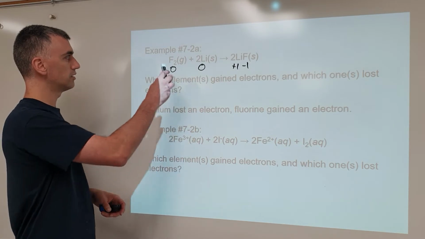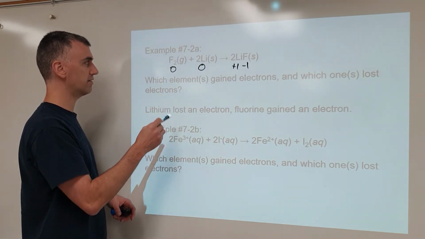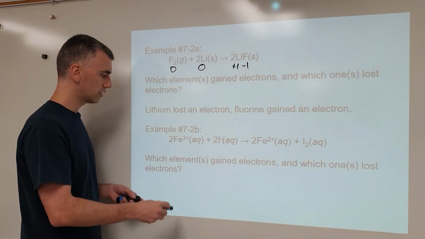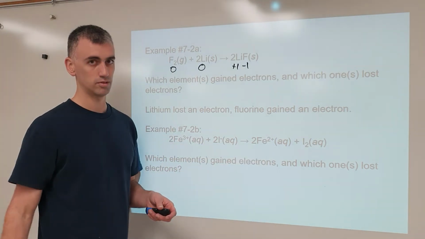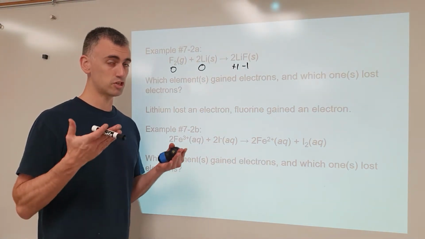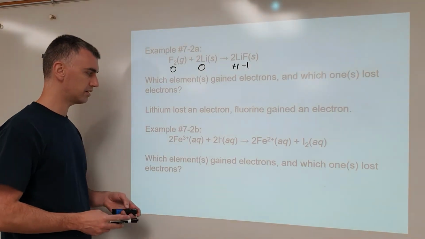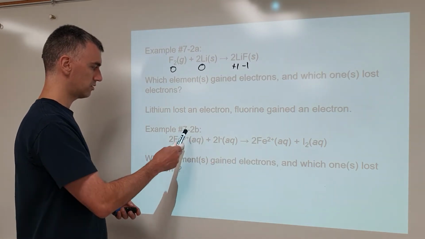Now, not only do they always look like this, but consider that you won't always have something going from 0 to something or from something to 0. Consider this iron. Look, it starts as a +3 and ends as a +2. That's still a change in electrons. If you change the charge, it's because you changed the number of electrons. But did it gain or lose electrons? Well, let's look at it.